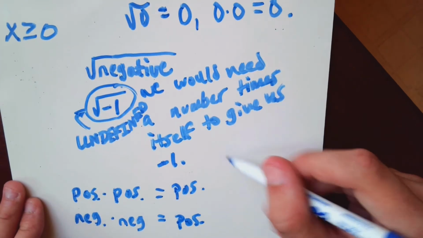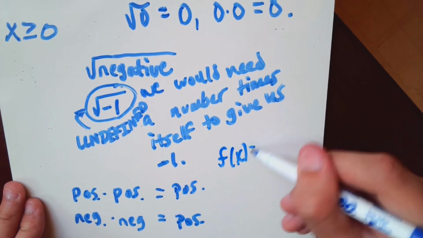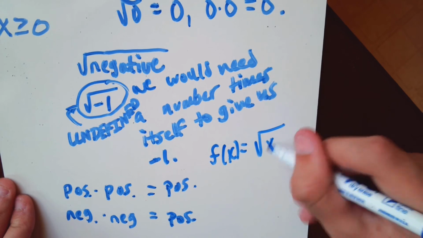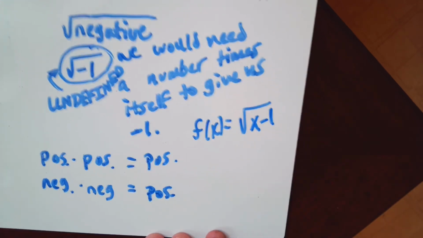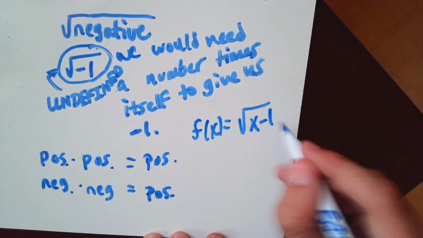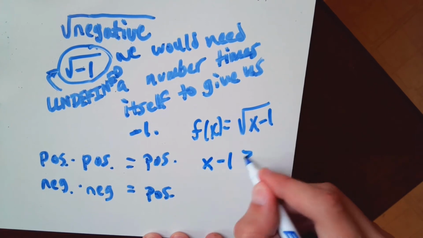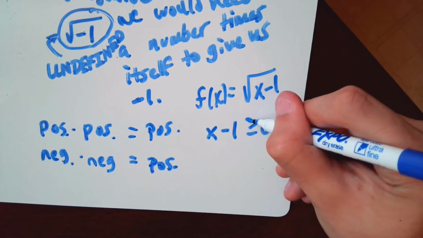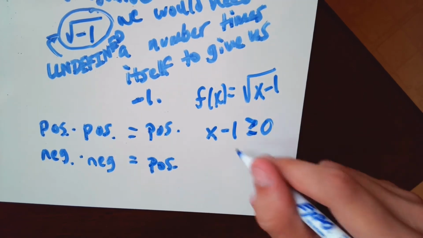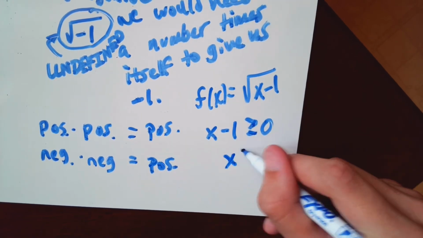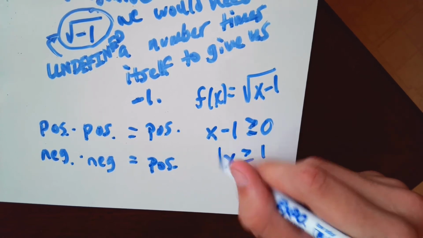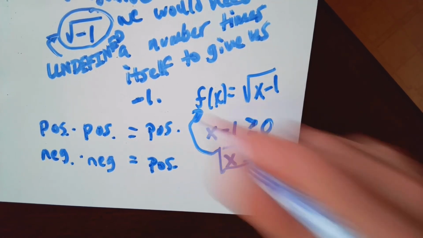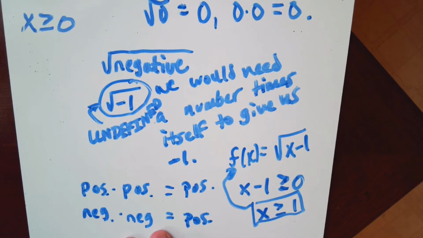With a slightly more complicated example, suppose f of x was the square root of x minus 1. We take the thing under the square root, we set it to be greater than or equal to 0. So notice I just took x minus 1 and said greater than or equal to 0. And then we add 1 to both sides to solve it. So we get x is greater than or equal to 1. So this is the domain of this function, this square root function.